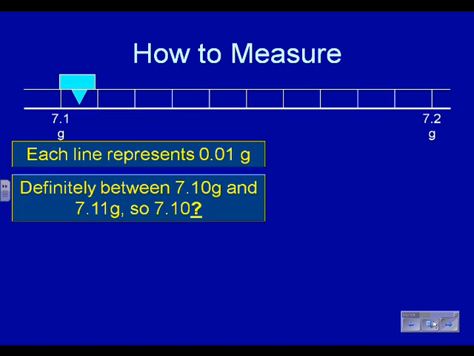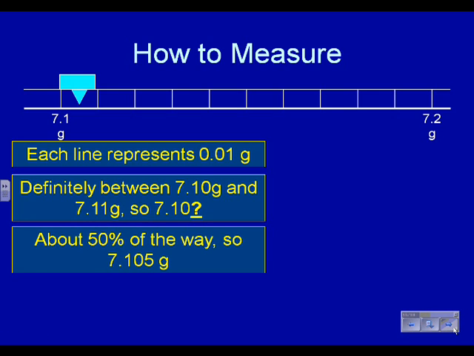So now I have 3 certain digits. But our measurement isn't complete until we add that uncertain digit on the end of it. And to me, it looks like about halfway. So I'm going to say 7.105. 3 certain digits, 1 uncertain digit, 4 total significant digits, proper measurement.